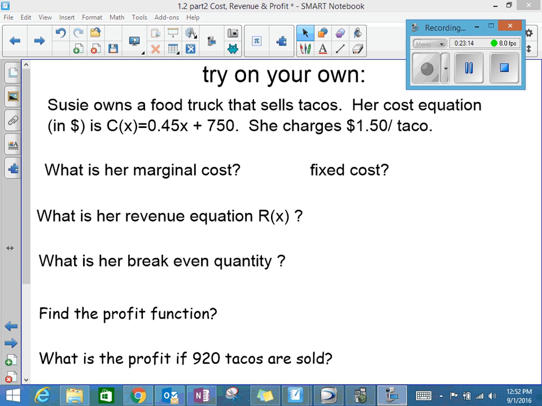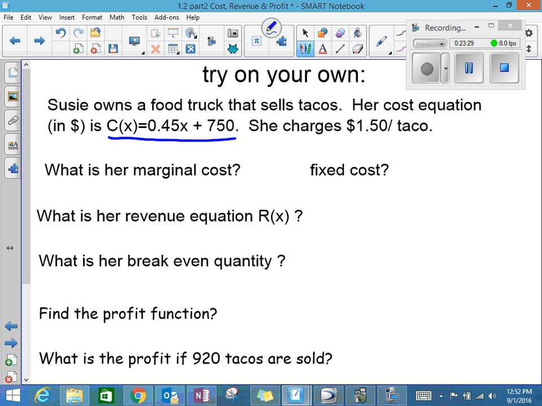All right, so let's go through this. The cost equation again is 45 cents times x plus 750. He charges $1.50 per taco. So concentrating on the cost equation, Julie, what is the marginal cost based on C(x)? 45 cents. Okay. Right, 45 cents or 0.45 is the m of the cost equation. And Mary Kate, what is the fixed cost from the cost equation? 750. Okay, good.